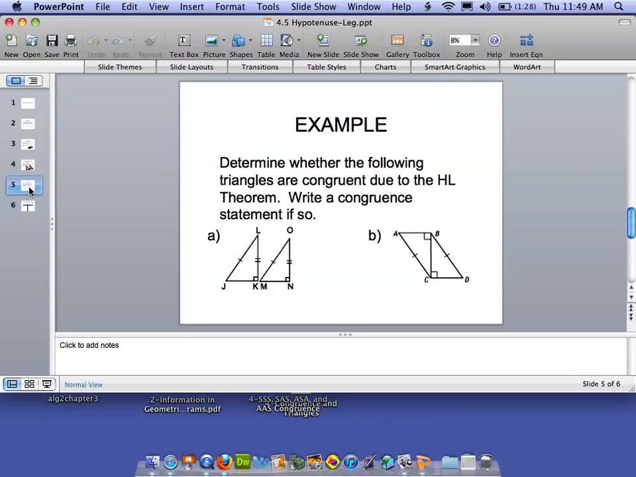Determine whether the following triangles are congruent due to hypotenuse leg, and if so, write a congruent statement. So on our first diagram, it looks like we have a hypotenuse congruent to a hypotenuse and a corresponding leg congruent to a corresponding leg. And so by HL I would say yes. Therefore I can say that triangle JLK is congruent to triangle MON.